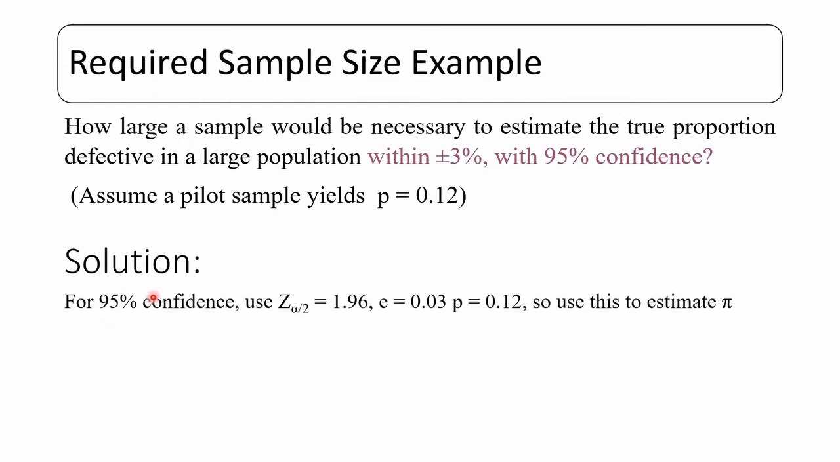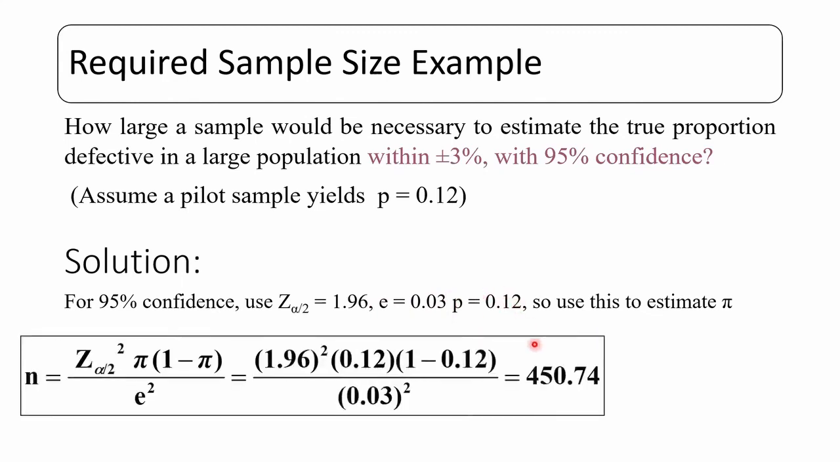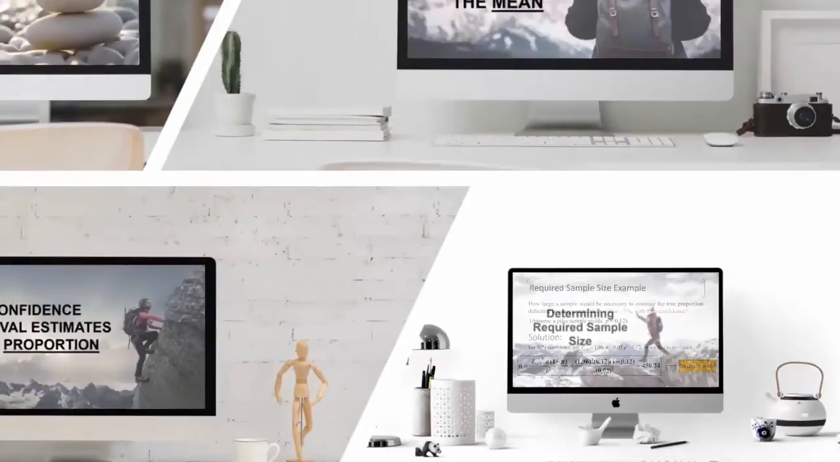Right, so as we did, you have 95% confidence, so your Z alpha over 2 is 1.96, E is 0.03, p is 0.12. You use that as the estimate for pi and substitute the values into your equation and obtain 450.74. You round this value up such that you get the sample size as 451. So 451 is the sample size required to estimate the true proportion for a large population within plus or minus 3% sampling error with 95% confidence.